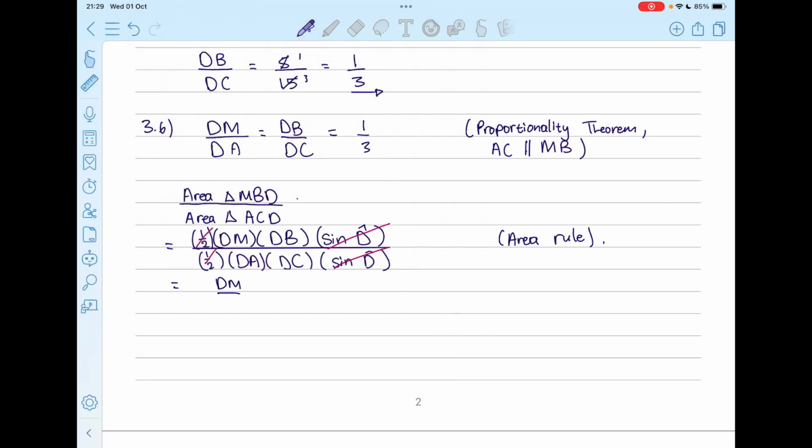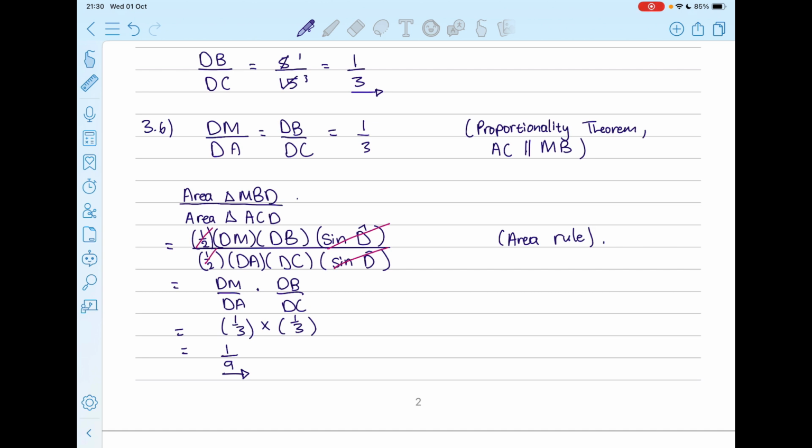Now look what we have. We've got DM over DA once again, multiplied by DB over DC, which are the two sides that we found to be proportional earlier on. And we know that they're proportional, meaning that they have the same ratios. So now we can replace them with their ratios. So here I can put 1 over 3. And here for DB, I can also put 1 over 3. And that then ends up being 1 over 9. And that is my solution.